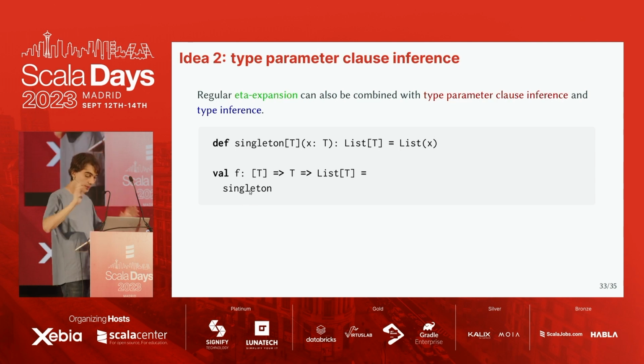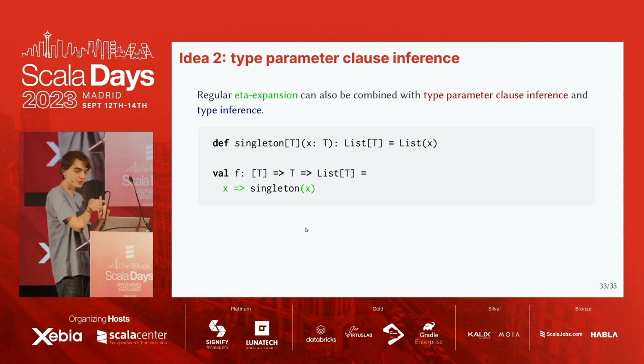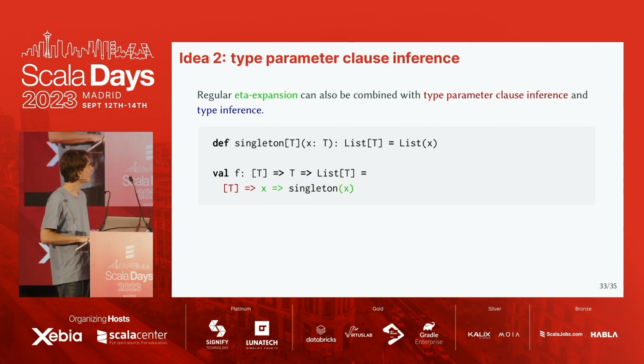And what happens now, already in the compiler, if I try to use a method as a value is we do this eta expansion just on terms. So we can say, well, this method takes one term parameter x. So I can say, well, this is a lambda from x to singleton of x. And now the type parameter clause inference I just showed can kick in and add the type parameter clause.